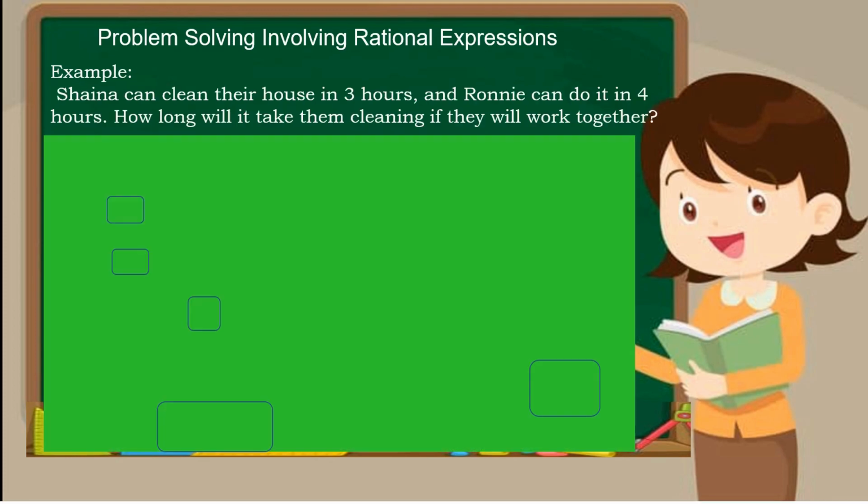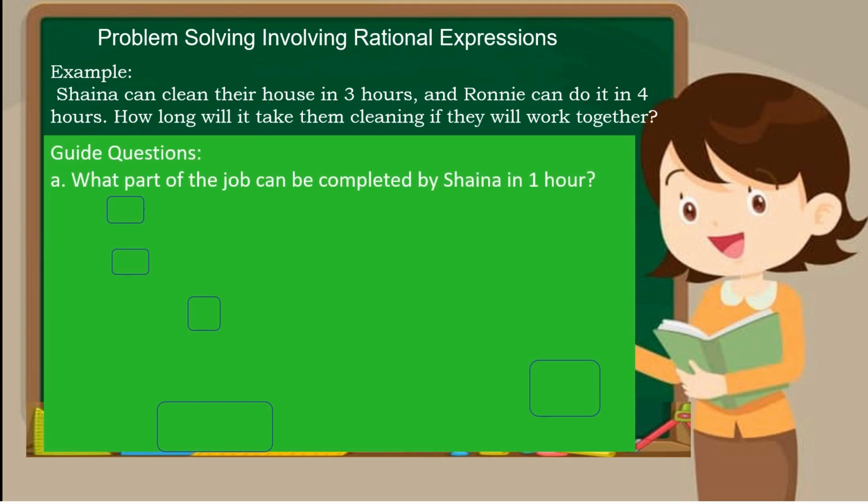Okay, in this type of problem class, there are several questions that will guide you how to represent the things that you need to write in representing the equation or writing the equation. Okay? Guide question A. What part of the job can be completed by Shaina in 1 hour? So, itanong nyo yung question na yan at sagutin nyo din. Natatapos niya sa 3 hours yung isang buong trabaho. What fraction or what part ang natatapos niya in 1 hour?